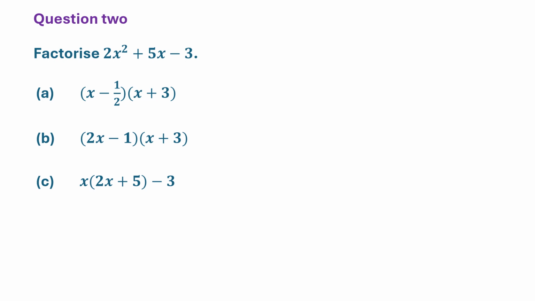Question number 2. Factorize 2x squared plus 5x minus 3. What's your answer? Yes, the correct answer is B. If you have used the calculator to help you factorize this expression, the answers that you will see on the calculator is x equals to half or x equals to negative 3. Right, so x equals to half is an answer, a value.